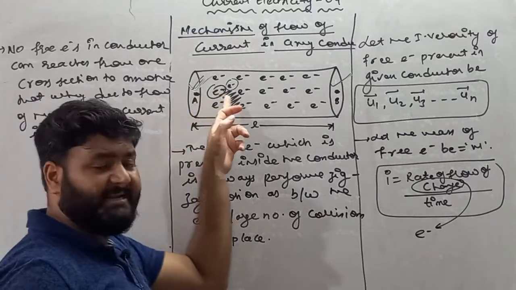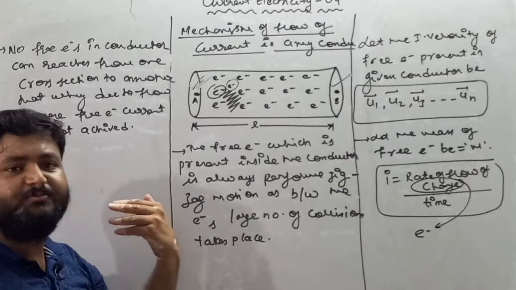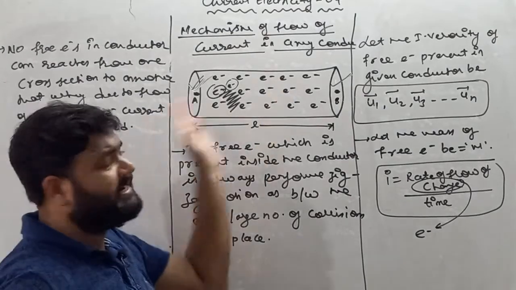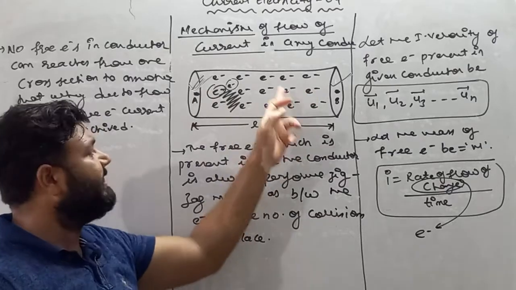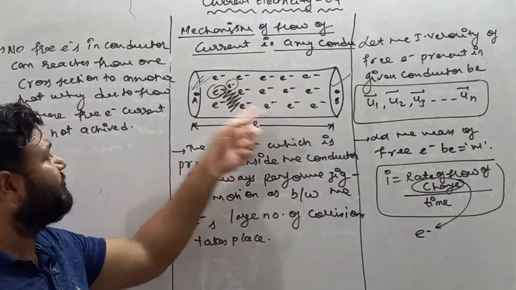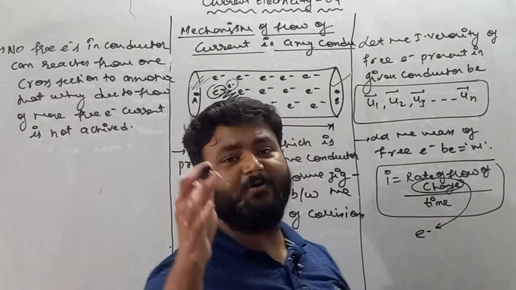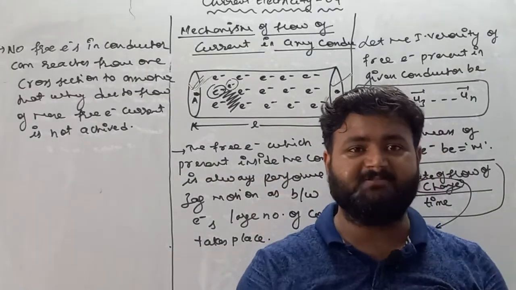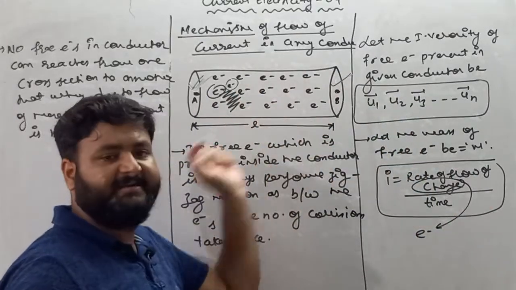Because once an electron starts moving, it collides with another electron, and it reaches back to its original place. So there is an infinite number of collisions that can take place inside this conductor between two free electrons. No free electron can reach from point A to point B. So I hope you all understand this mechanism. What I am saying is that a large number of free electrons are present in this conductor.